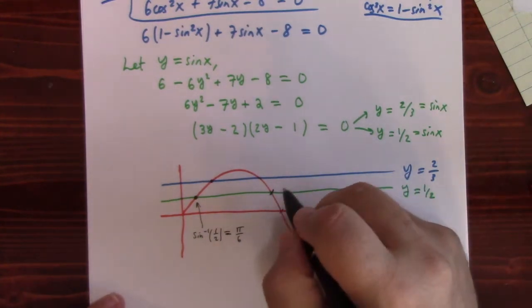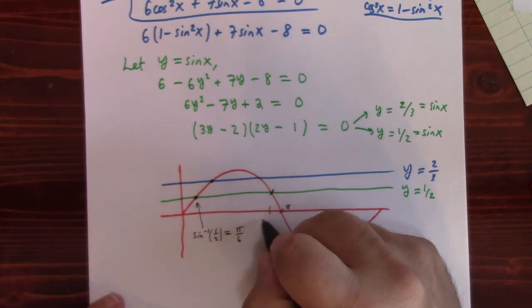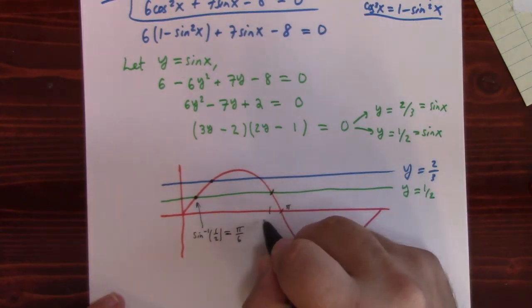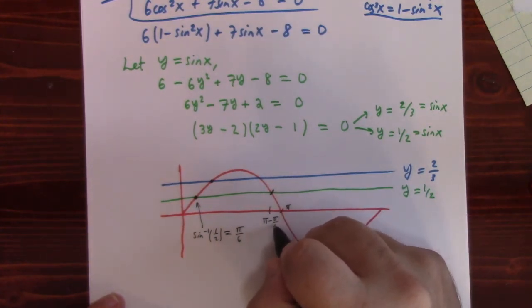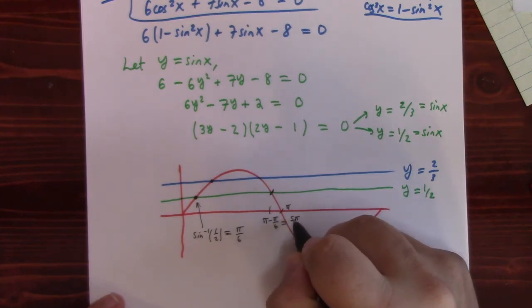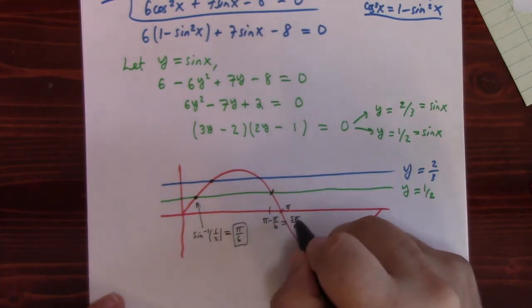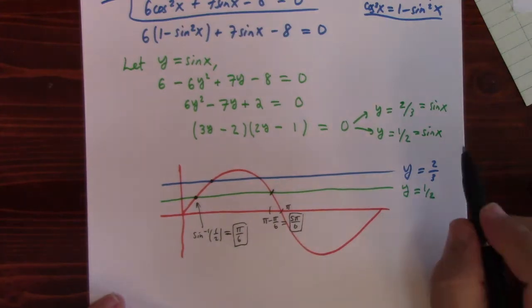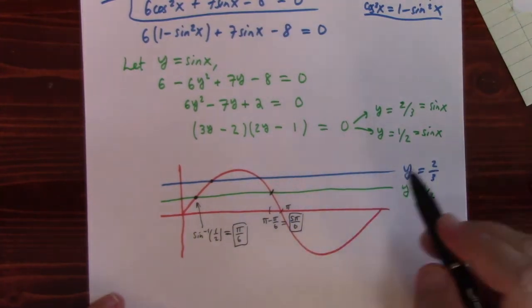That makes this one pi minus pi over 6, also known as 5 pi over 6. So pi over 6 and 5 pi over 6, those are two of my answers. They're how we get the half from those.